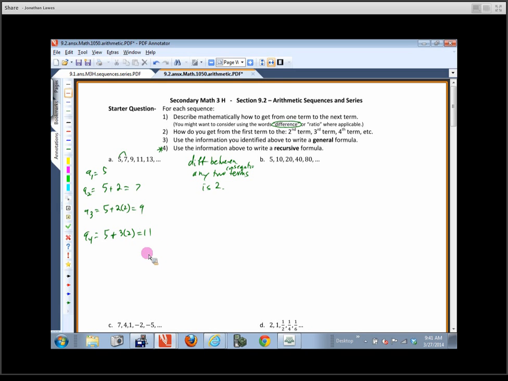Okay, I want you to notice something. To get the second term, you take the first term and you add 1 difference, 1 two. To get the third term, we take the first term and we add 2 twos. To get the fourth term, we take the first term and we add 3 twos. So what if I want the fifth term? Add 4 twos. And that works, doesn't it?